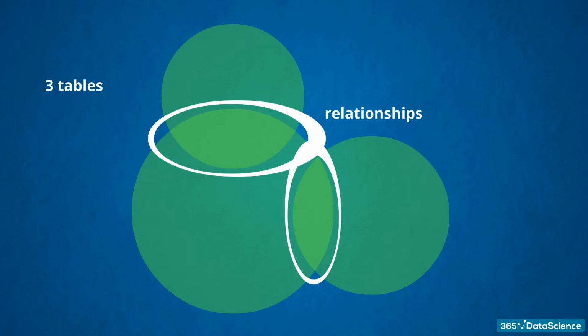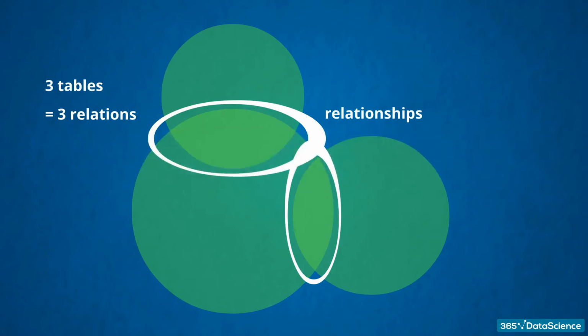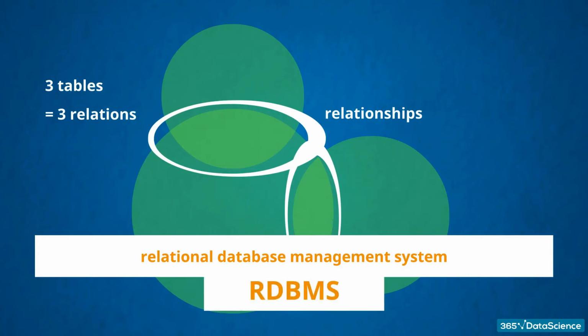Some professionals may refer to the tables or the circles in our plot as relations because theoretically, they are the smallest units in the entire system that can carry integral logical meaning. Likewise, the three circles are all part of our cells database. When we combine the database and its existing relations, we obtain the famous term Relational Database Management System, frequently abbreviated as RDBMS. We hope this theoretical illustration makes things clearer.